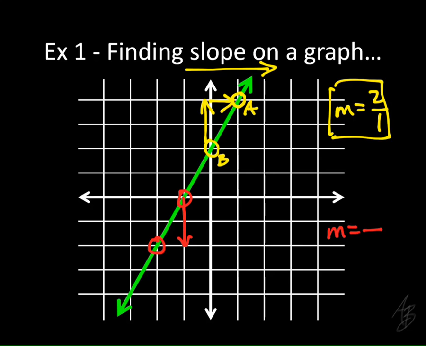So if our rise is down, then what's this going to be? What do I put on top? -2. So our rise is -2, and then once we do that, we're going to run, but we run to the left 1, so our run is -1. Did we get the same answer? Yes, except we can't write it like this.